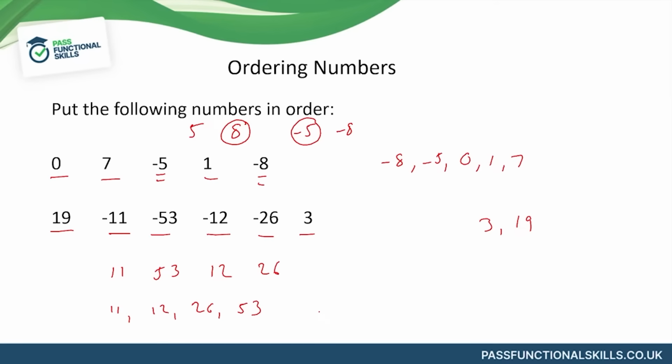So the order for negative numbers would be the opposite way around. Minus 53, minus 26, minus 12, minus 11, and then the 3 and the 19. So sometimes it's easier ordering them in the required order as if they were positive numbers, and then reversing that order for the negative numbers.